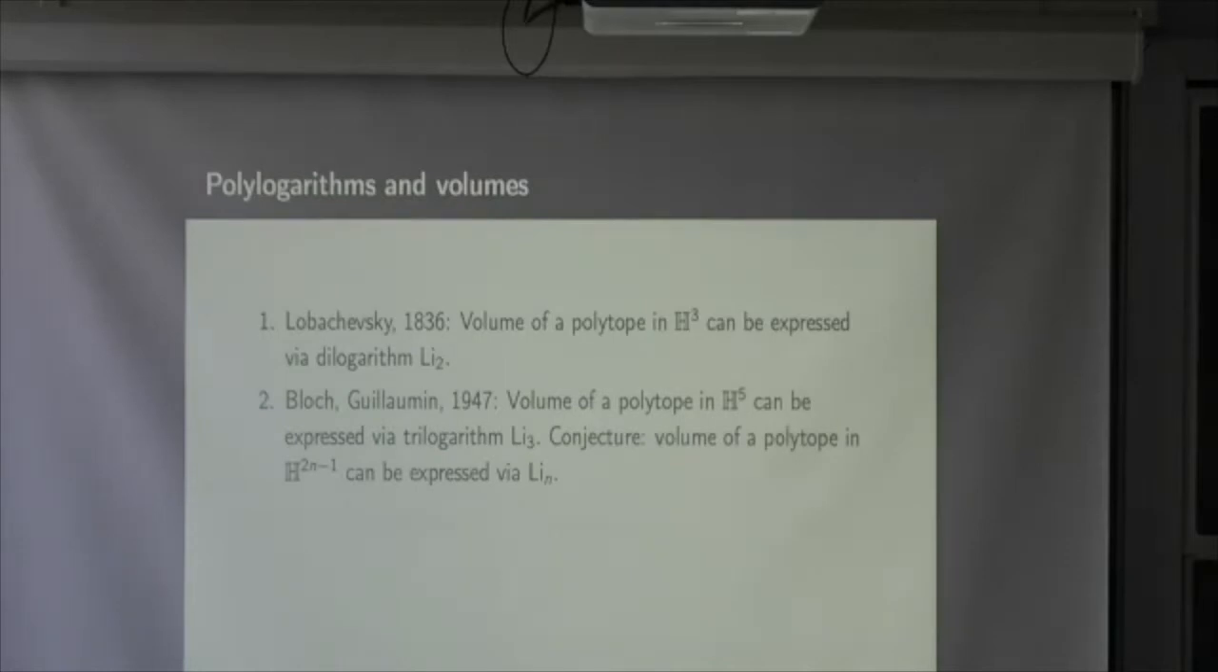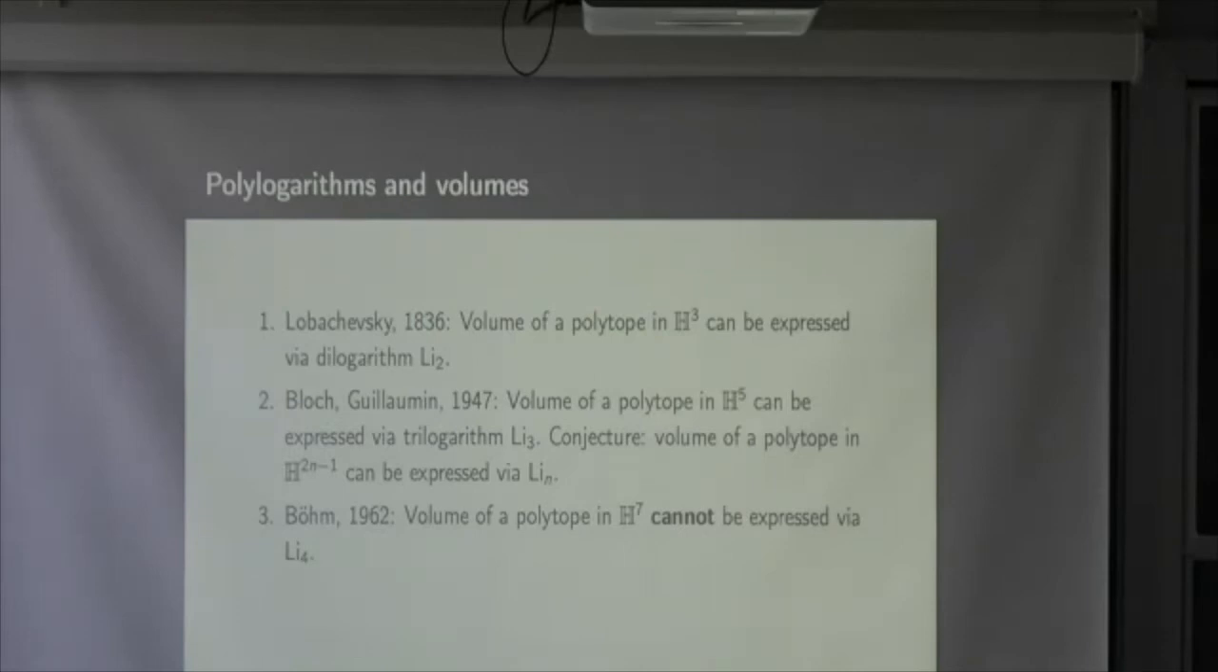And then after more than 100 years, people returned to this question. In 1947, Bloch and Guillemin proved that a polytope in H5 can be expressed using the trilogarithm. And now the formulas are actually horrifying. They conjectured that volumes in arbitrary odd-dimensional space can be expressed through classical polylogarithms, which appeared to be wrong. Already in the next case, H7, that's not true, and you need some extra, more complicated functions.